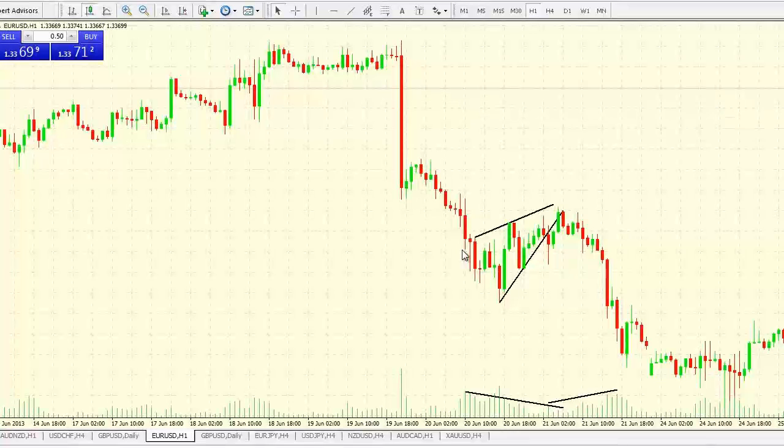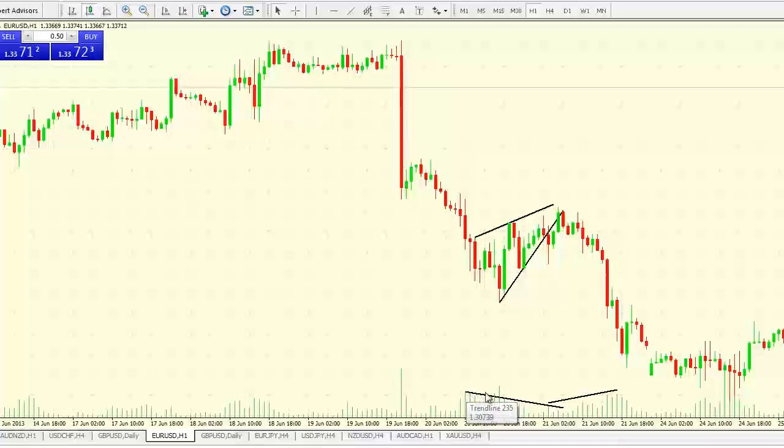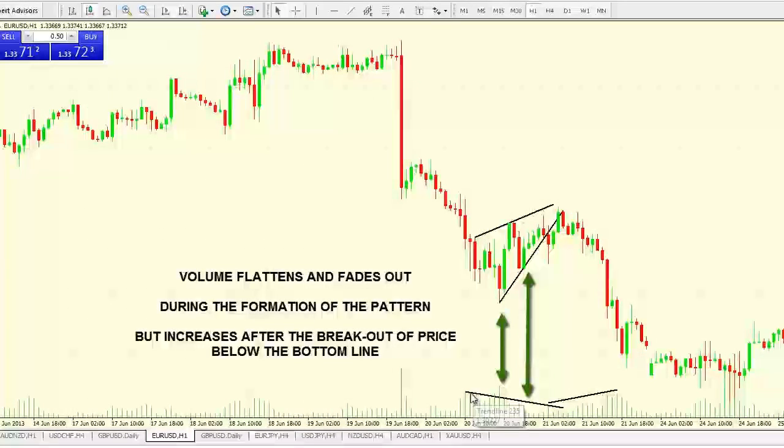While an ascending triangle is a continuation pattern indicating a continuation of an uptrend, a rising wedge is mostly a trend reversal pattern, but when formed during an ongoing or a newly developed downtrend, as over here, it confirms the bearish bias. You would notice that the associated volume flattened and then fell during the formation of this pattern.